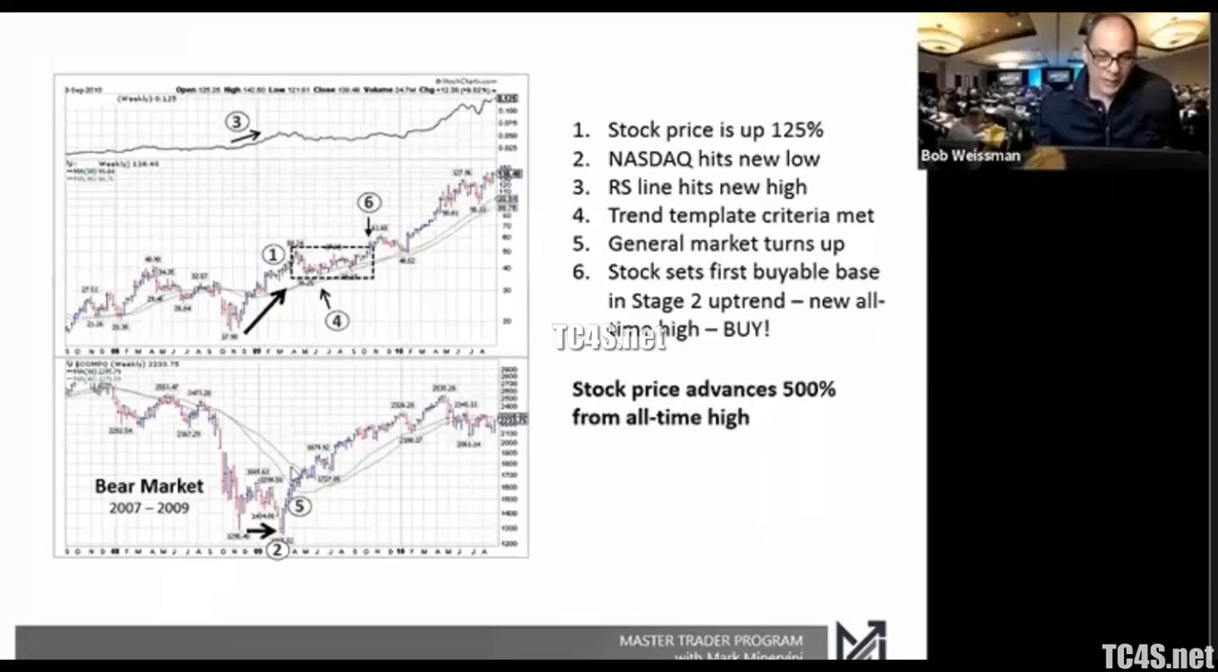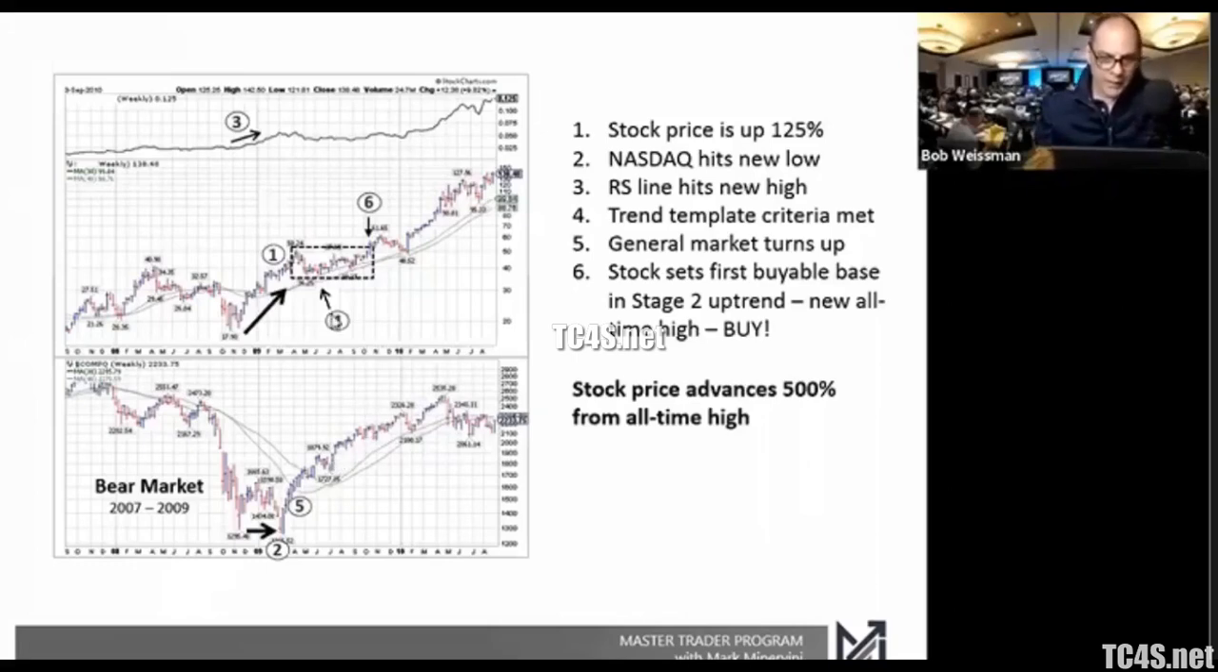The NASDAQ hits a new low. The relative strength line hits a new high. The trend template criteria is now met as the stock moves up and the moving averages turn up. It's now in a confirmed stage 2 uptrend, right? After some time goes by and it builds this large base, you can see the general market starts to turn up.